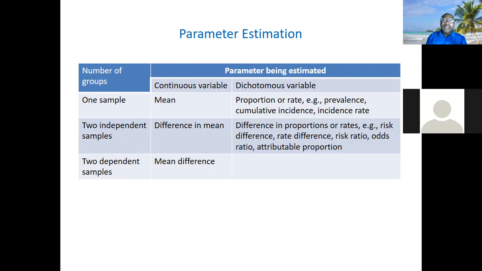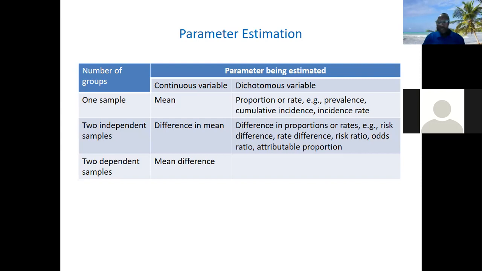So for each of them, the way you estimate differs. For example, when you are dealing with two independent groups and the variable of interest is dichotomous, categorical, you'll be looking at the difference in proportion. The percentage of this one minus the percentage of that one: the difference in the rate, the difference in the risk.